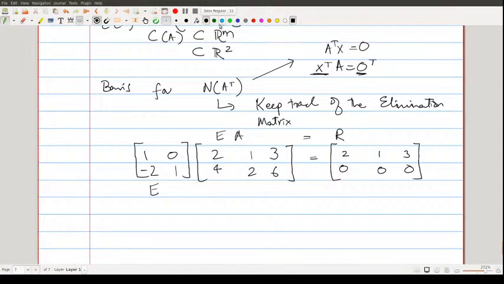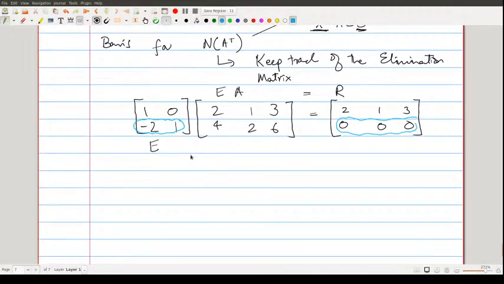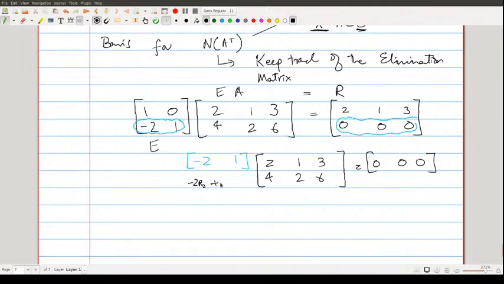So if you think about this, if you isolate this second row of R, you see that when you multiply minus 2, 1 with the matrix A, 2, 1, 3, 4, 2, 6, then you get the zero row, because this is just saying minus 2 of first row plus row 2. This row operation is simply doing minus 2R1 plus R2. That's just what this row is doing, taking the linear combination of these rows, giving a 0 row, right? And this is just a solution.